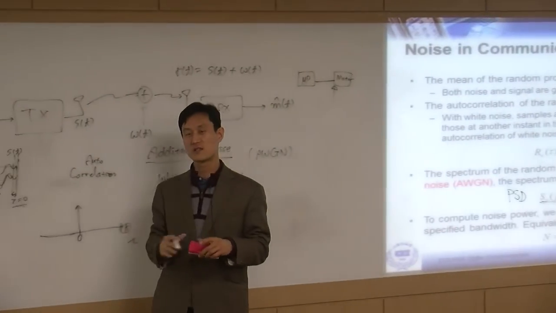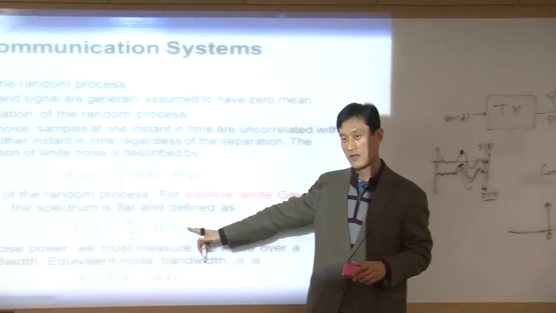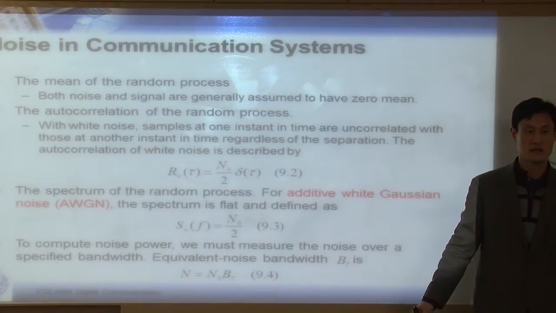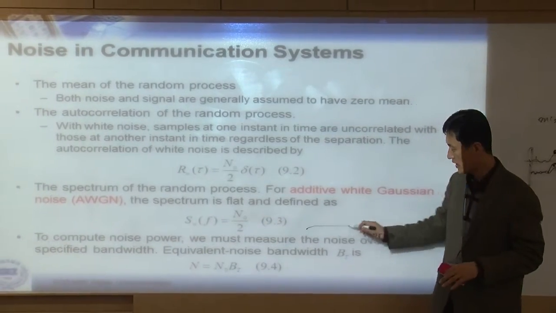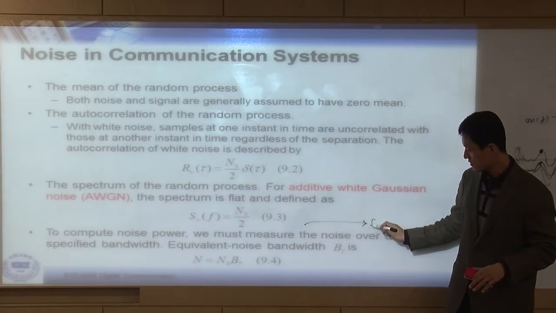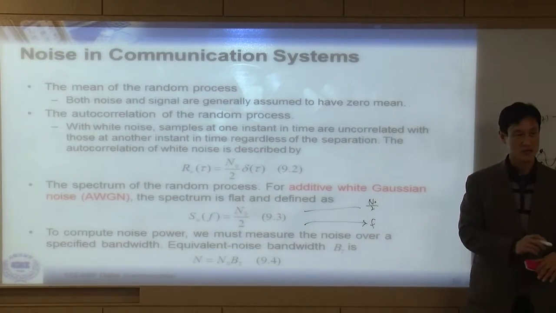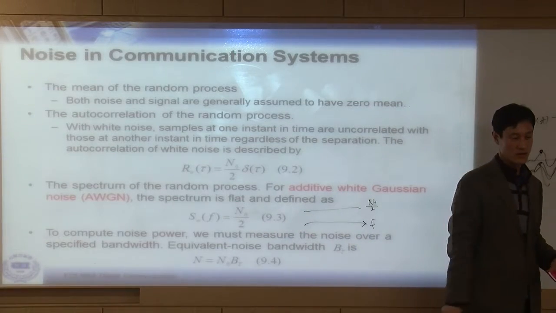Power spectral density is in the frequency domain. So the power spectral density of AWGN in the frequency domain is flat, and N0 over 2 is the value. You have frequency, flat, and the value of this is N0 over 2. So this is what it means in the graph.